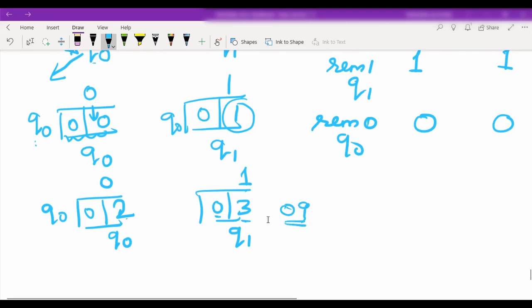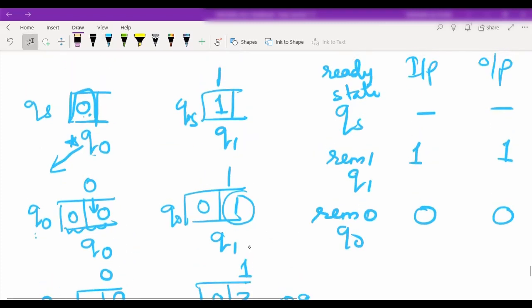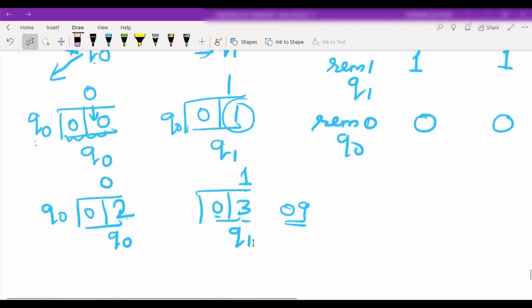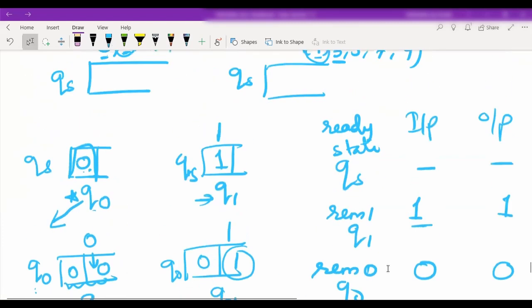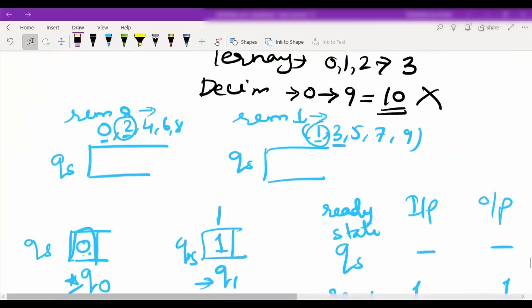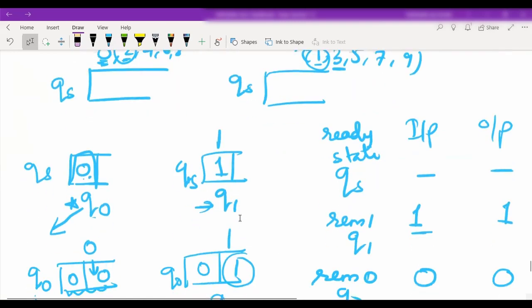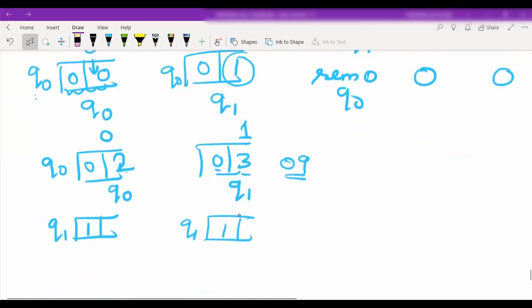Now we will go for state Q1. What is there in state Q1? Q1 represents input 1, so I will write Q1 here. This is input 1. Now the next bit can be either from the set remainder 0 or from the set remainder 1. So the next bit, for example, is 0. If I am adding 0 after 1, what number is generated here? It is nothing but 1, 0.